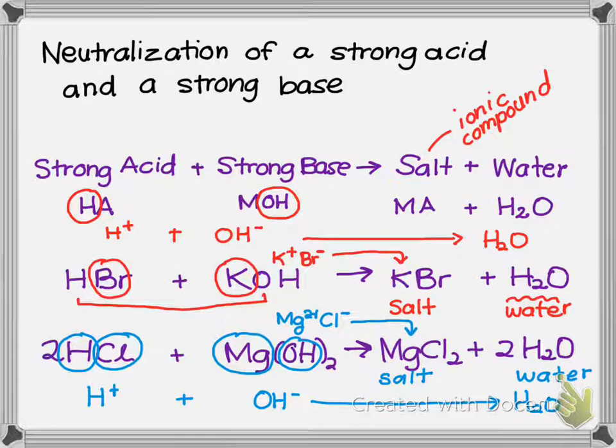So the second one looks slightly different. It's a strong acid and a strong base making a salt and water. It ends up having coefficients because the magnesium is 2 plus and the chloride is 1 minus. A neutralization reaction of a strong acid and a strong base is an important reaction in acid-base chemistry.